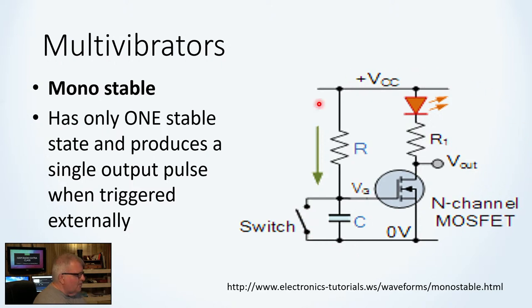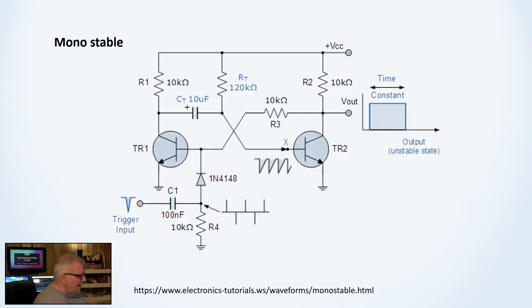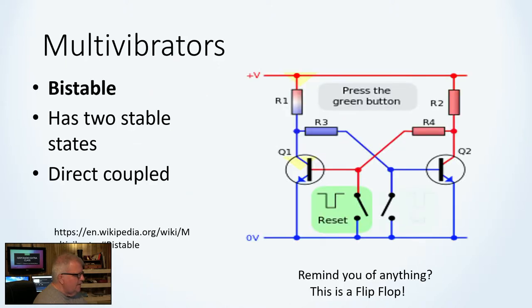So this is what is known as a debounce circuit. It debounces the mechanical switch so that every time you push the switch, no matter how dirty it is, you'll only get one output pulse. That's a monostable multivibrator. And here's a schematic diagram of that with the trigger input and the time constant output. Bistable multivibrators have two stable states. They're directly coupled together. We talked about those.